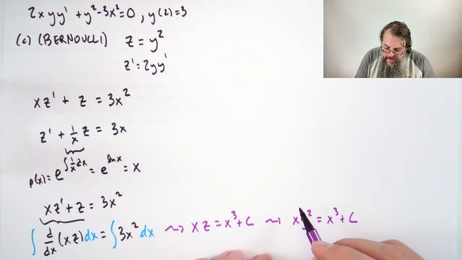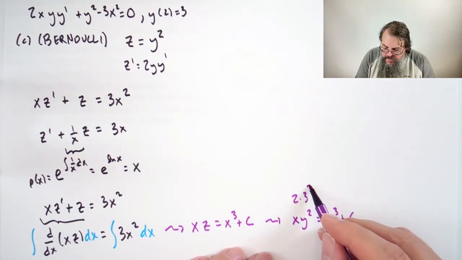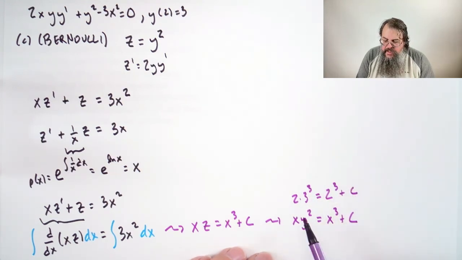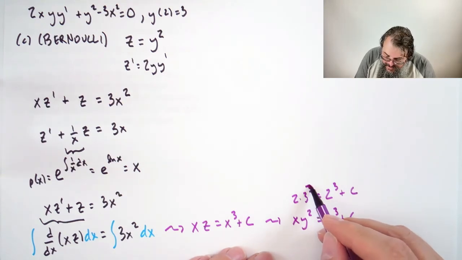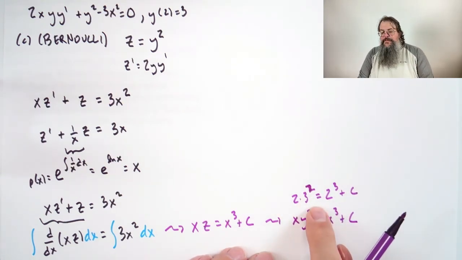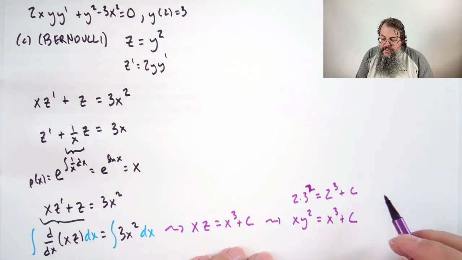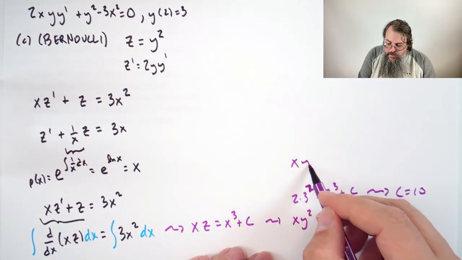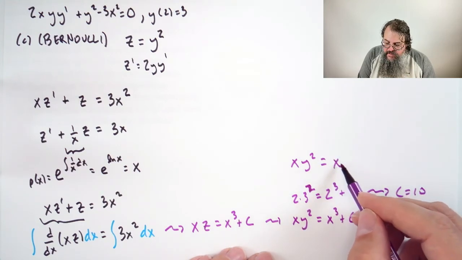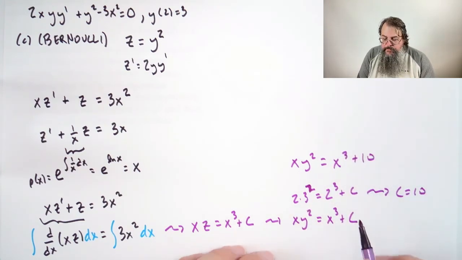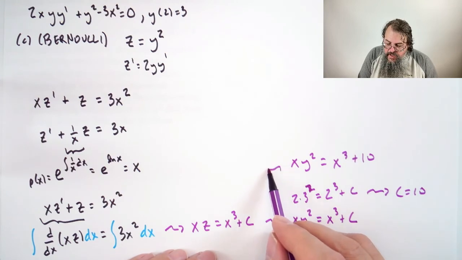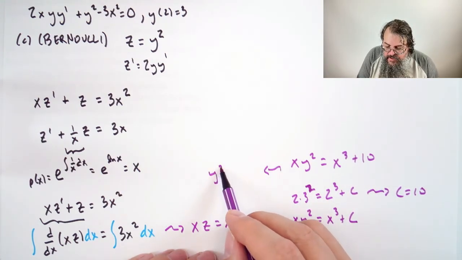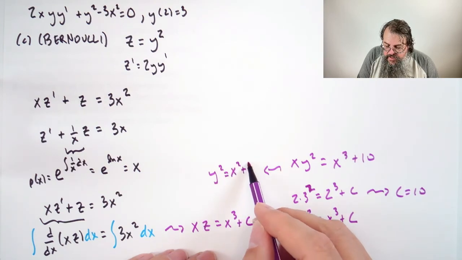So we have 2 times 3 squared is equal to 2 cubed plus c. So that's 2 times 9, which is 18, equals 8 plus c. That says c equals 10. So we have x y squared is equal to x cubed plus 10. Divide by x. We get that y squared equals x squared plus 10 over x.